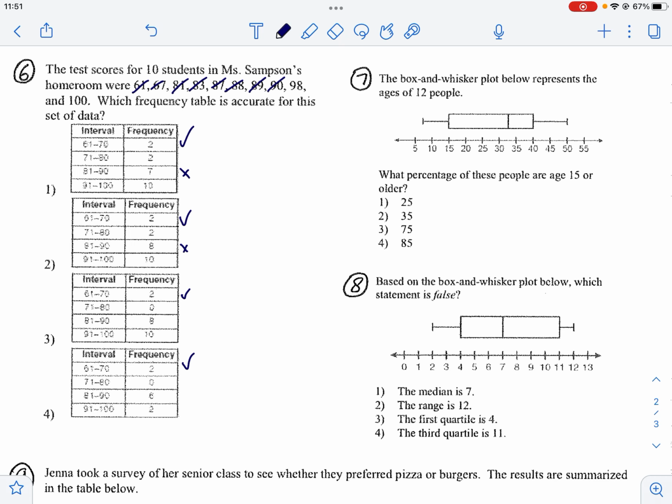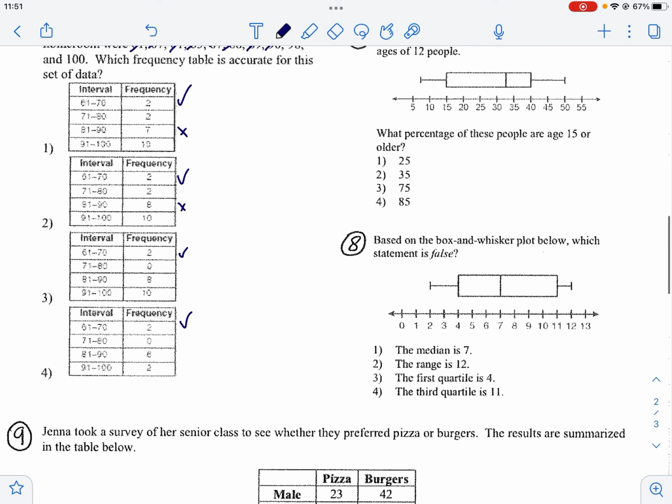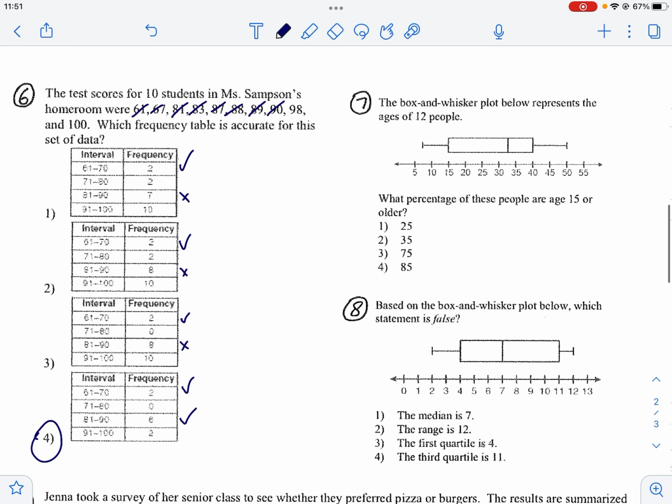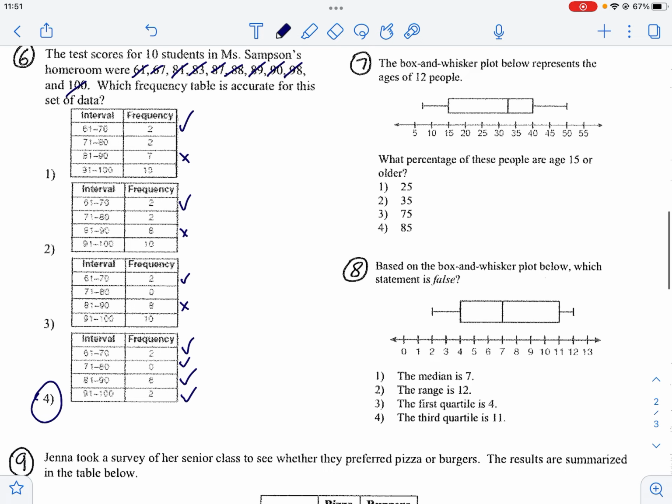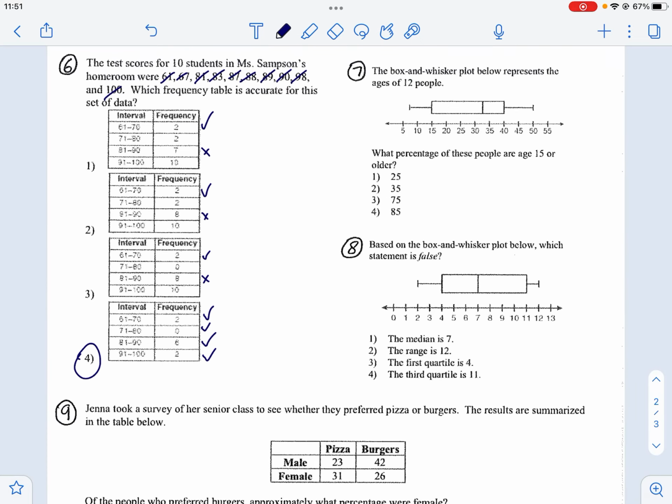Sorry, like 5, 6 values. I was thinking to myself, something must be wrong there. There's 6 of them, so that's definitely answer choice 4. We can also verify there's 2 between 91 and 100, and there was none between 71 and 80.